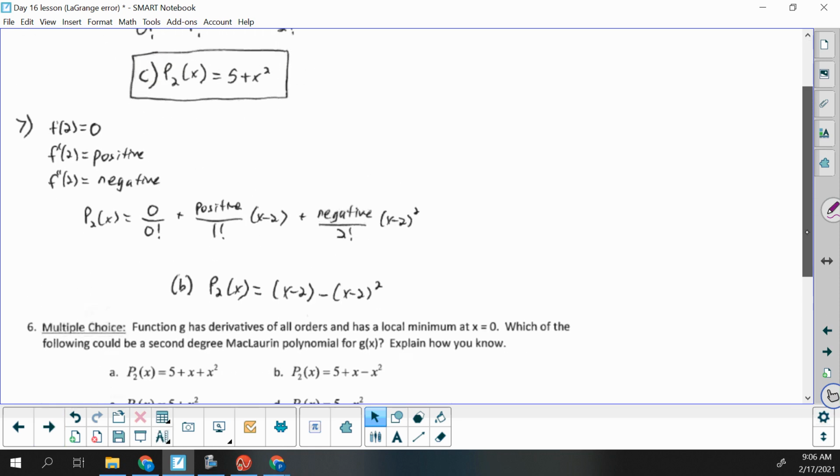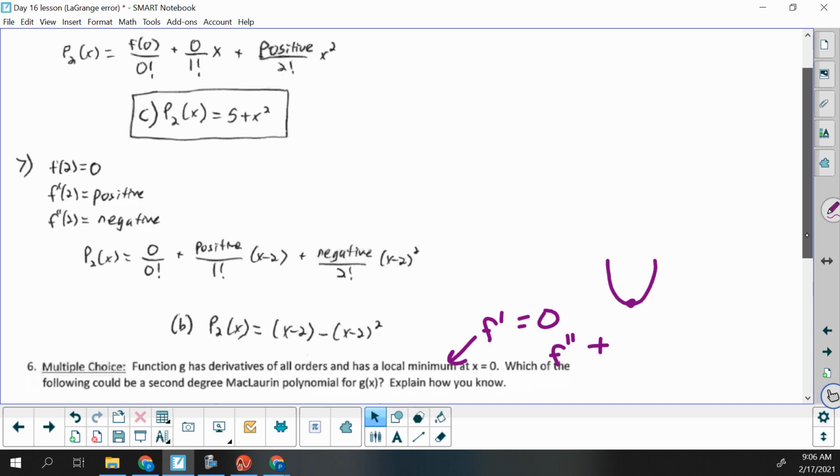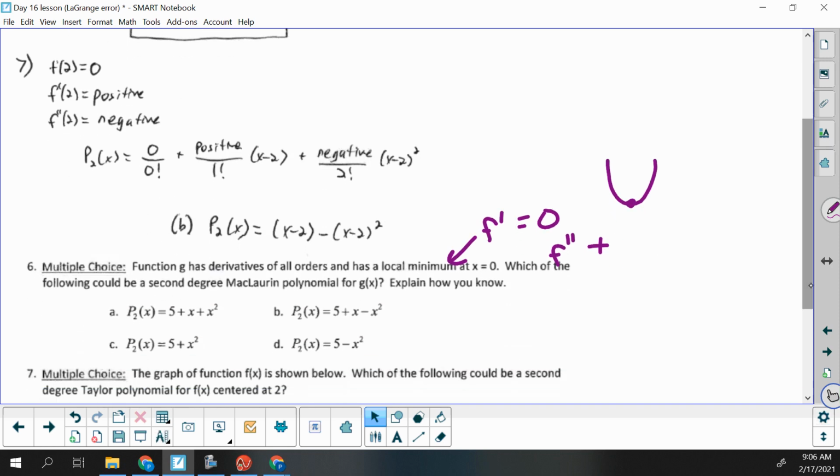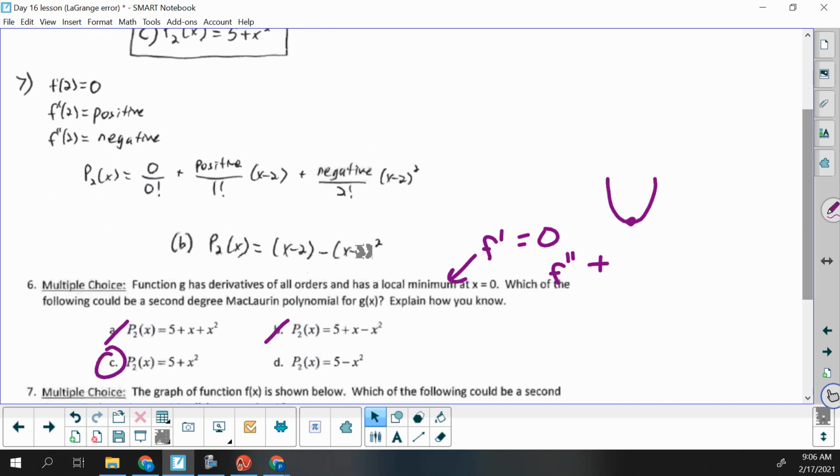All right, so in 6, we want a local minimum. So we know then that f prime should equal 0. If it's a minimum, that's in a concave up section, so we know f double prime should be positive. So we're looking for a choice that does not have an x to the first term, so that rules out these. And then we want the second derivative to be positive, so that would have to be choice C.